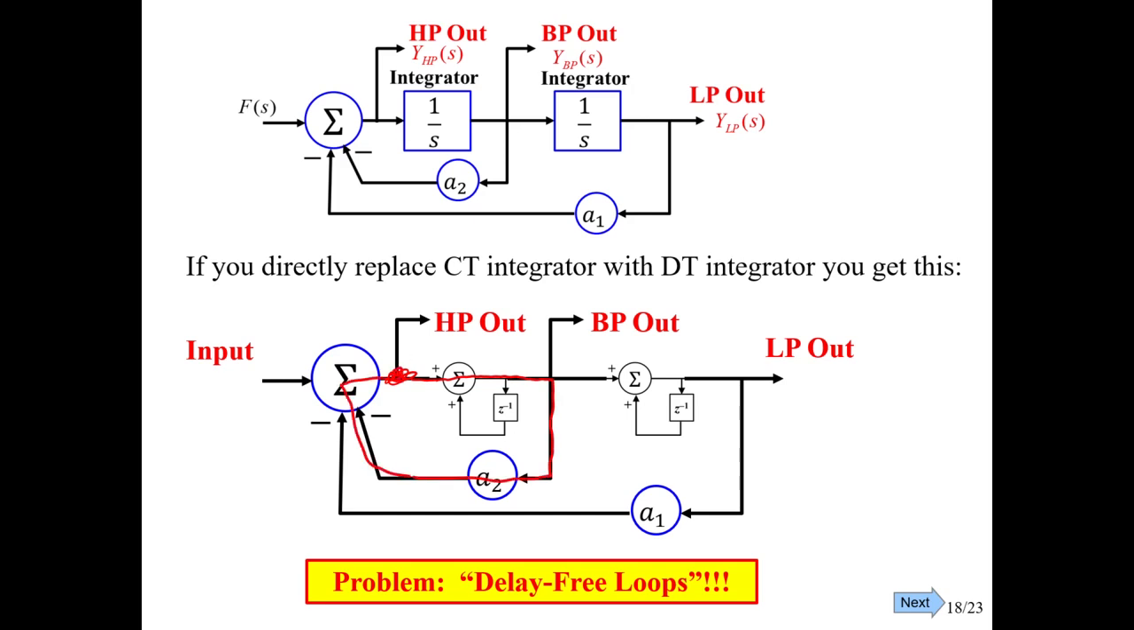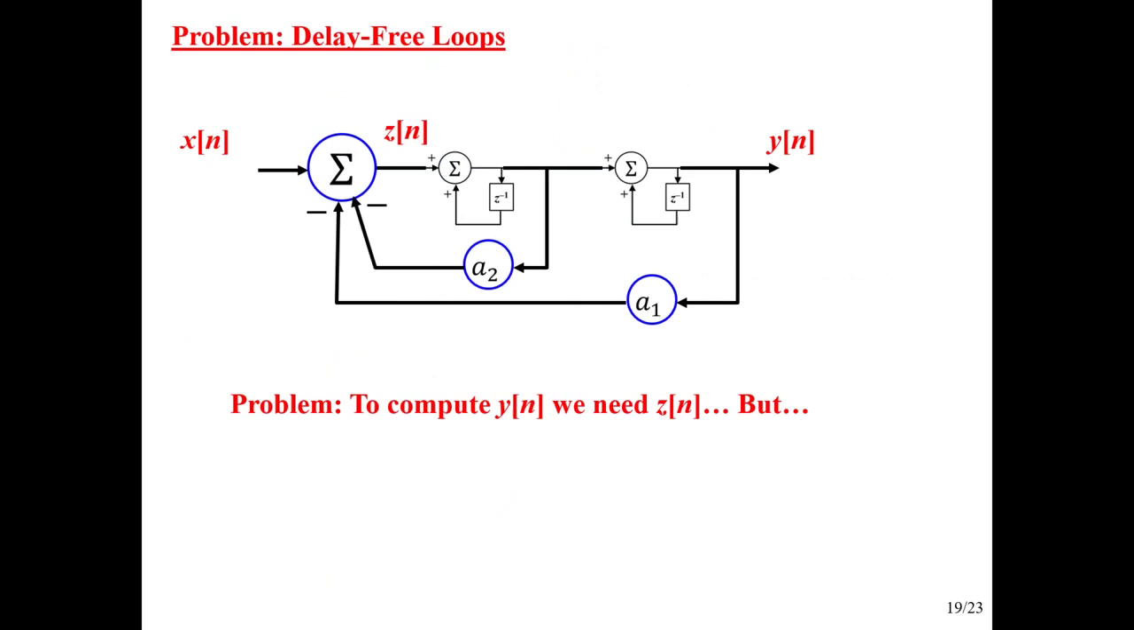Did I hit any delays? Nope. What if I start here and I go all the way around? No delays. So that's 2 delay-free loops. What's the problem with that?